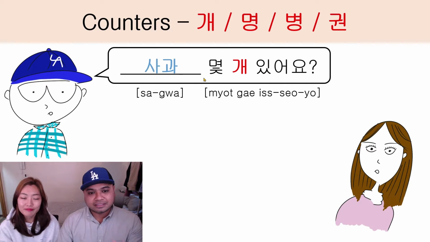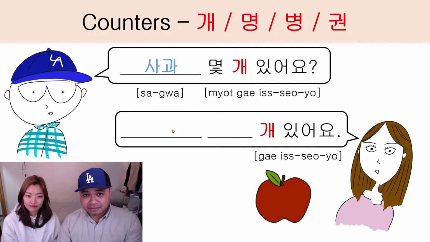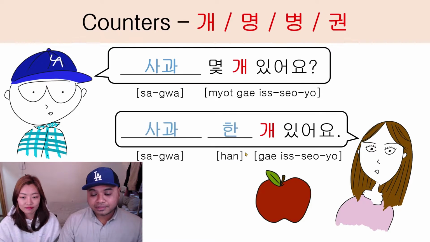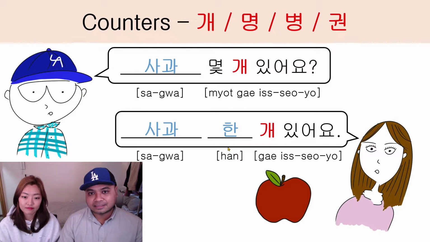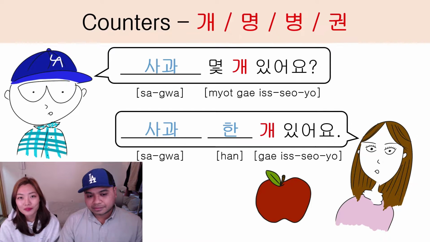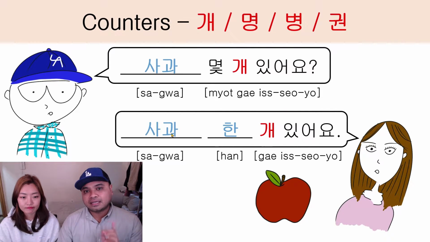Yeah, so when you're saying this, you're asking your friend, hey, how many apples do you have? And then there's only one apple here. In the beginning of the sentence, you got to use the noun first. Apple. And then, because there's only one apple, we need to say 한. Not 하나. 한. So 사과 한 개 있어요. Yeah, so the first one, remember, you gotta put the noun first, then the number, then the counter. So 사과 한 개 있어요.